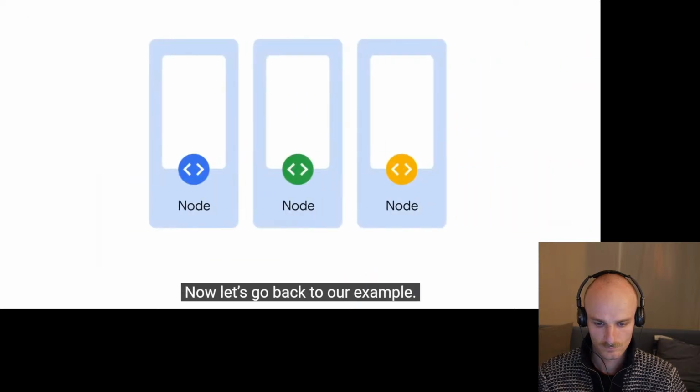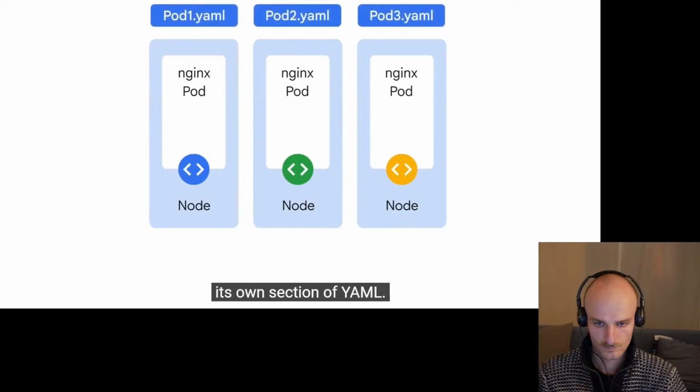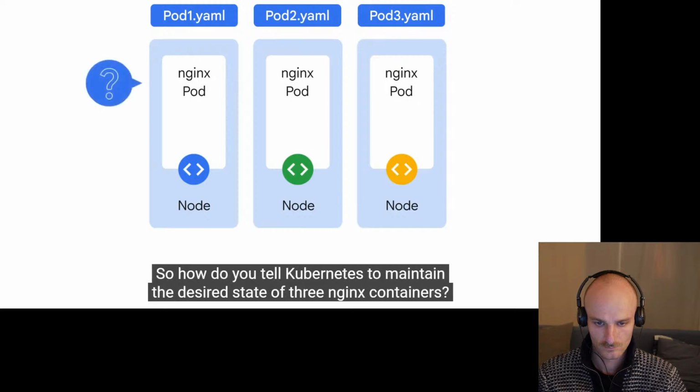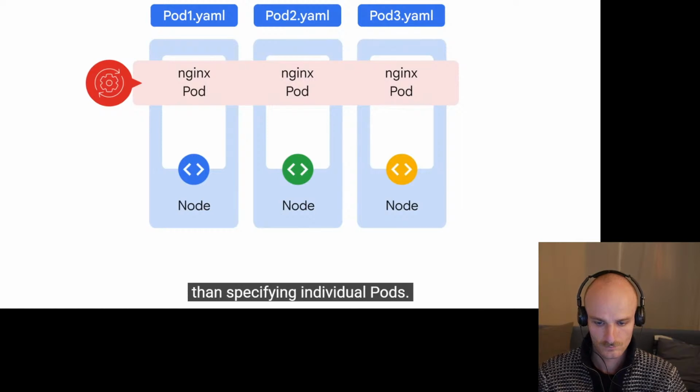Now, let's go back to our example. One way to create 3 Nginx web servers is by declaring 3 pod objects, each with its own section of YAML. In Kubernetes, a workload is spread evenly across available nodes by default. So how do you tell Kubernetes to maintain the desired state of 3 Nginx containers? To maintain an application's high availability, you need a better way to manage it in Kubernetes than specifying individual pods.